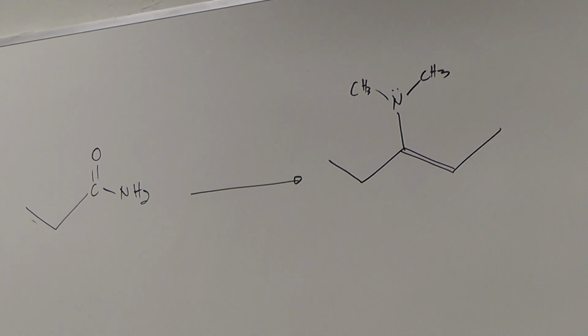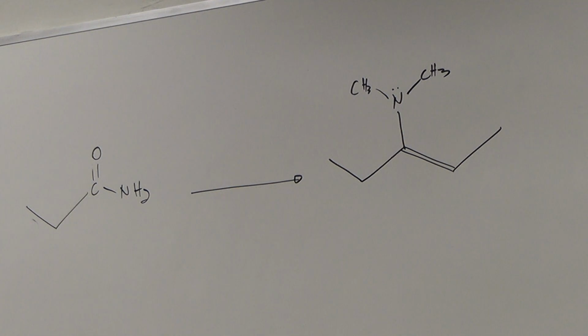What type of compound is that? Enamine. That's an enamine, yes? And where do we get an enamine from? Secondary amine. Which is the secondary amine there? The top, which is nitrogen with CH3 and CH3. Okay. And what else do you get an enamine from? That secondary amine and what else?